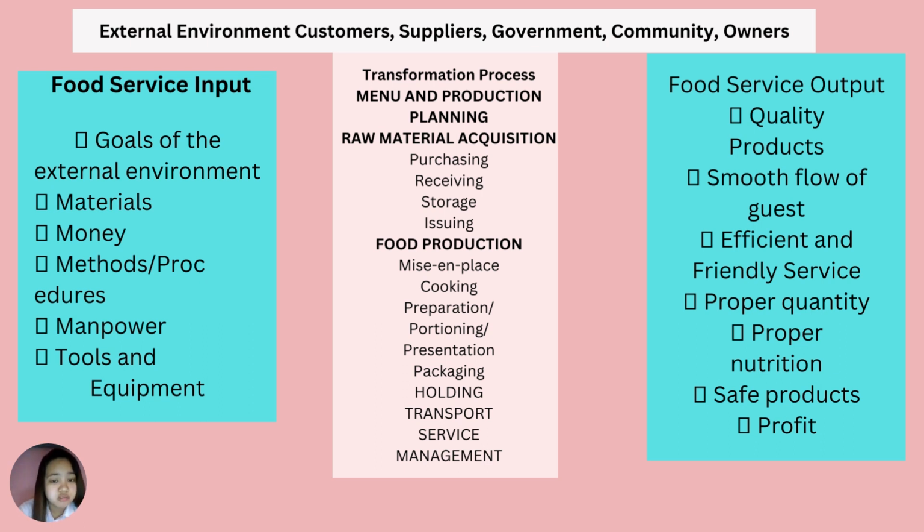So, transformation process naman, menu and production planning. So, raw material acquisition: purchasing, receiving, storage, and issuing. So, sa raw material acquisition naman, ito yung pag-purchase natin ng mga product or the raw material, and then pag-receive ng delivery of our raw material, and pag-storage and issuing. So, sa food production naman, it includes here the mise en place.